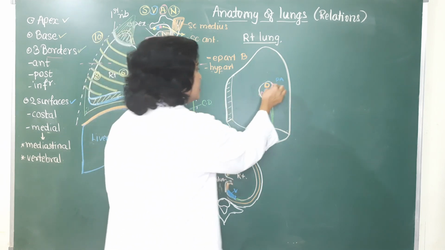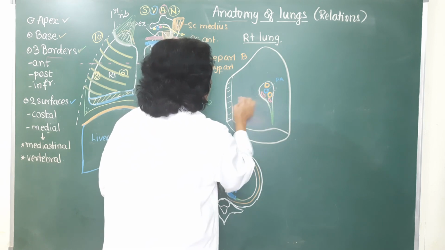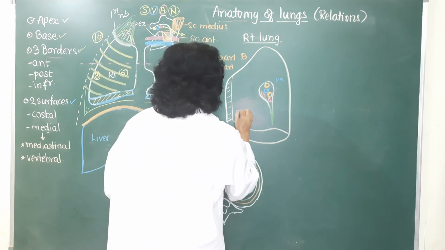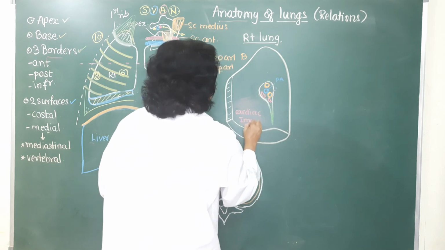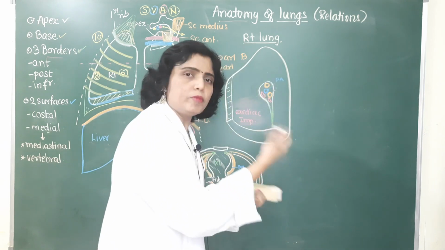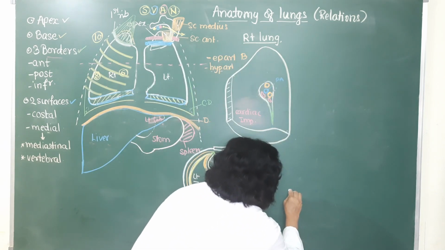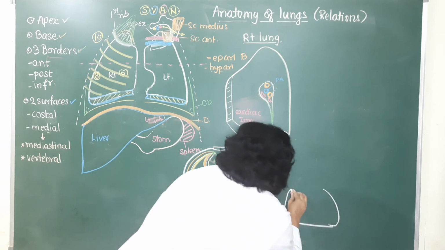So just in front of this hilum you get the cardiac impression. This impression is the cardiac impression which is related to the heart. So for that, here we will draw the diagram of the heart. Here suppose if you draw, here is the heart. Okay, so it will be like this.